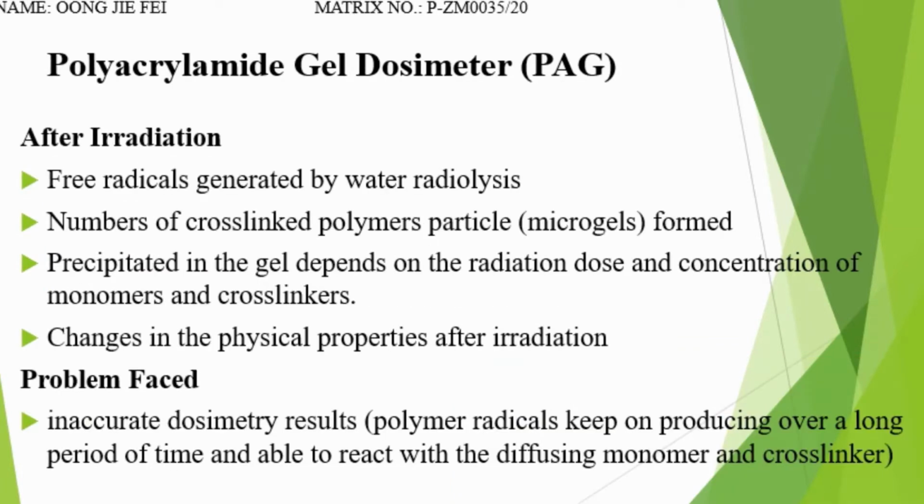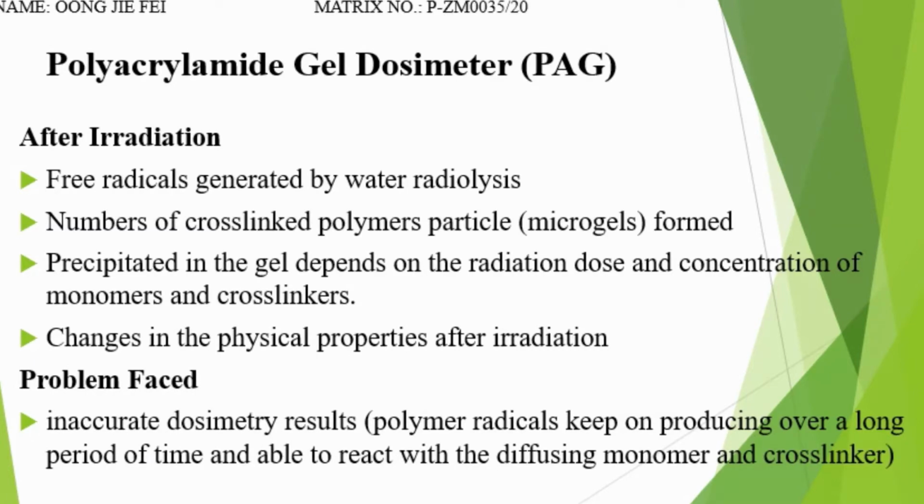After irradiation of the PAG, free radicals are generated by the water radiolysis. A number of cross-linked polymer particles form a precipitate in the gel, depending on the radiation dose and concentration of the monomers and cross-linkers. There's a change in the physical properties after irradiation in PAG as well. In this PAG, there's a problem faced, which is inaccurate dosimetry results, where polymer radicals keep on being produced over a long period of time and are unable to react with the diffusing monomers and cross-linkers.